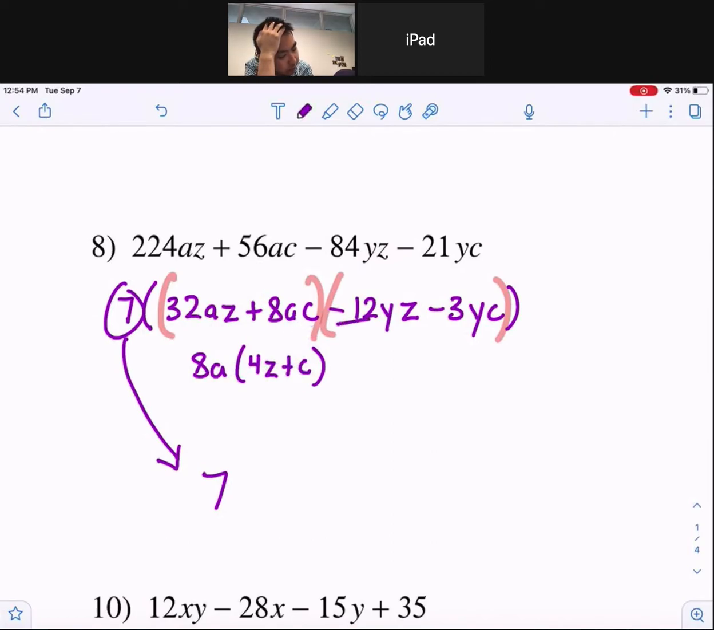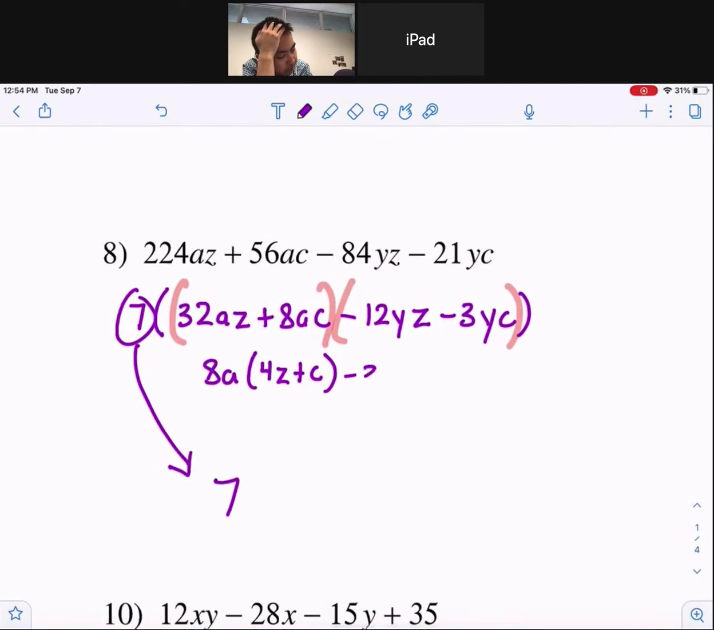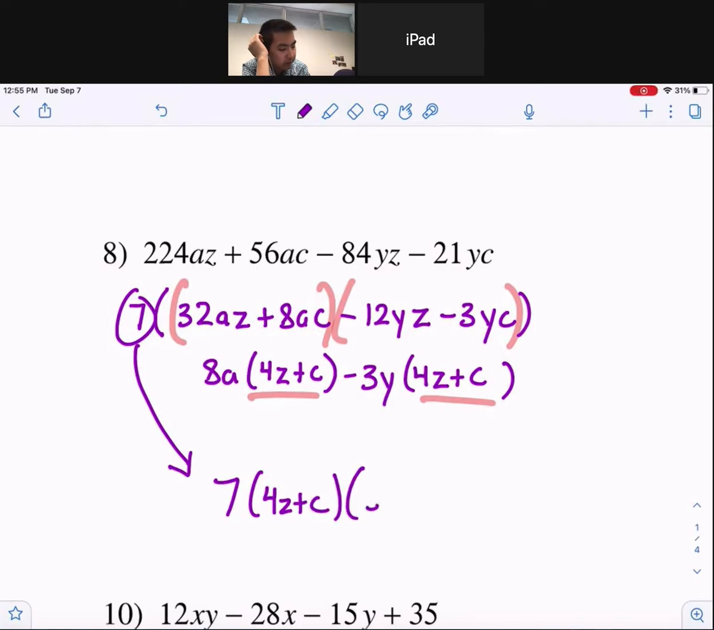From the second grouping, you can factor out a -3 from both, and a y. They both have a y variable, so you can factor out a y. -12 divided by -3 is +4. You took away a y, so just drop down the z. -3 divided by -3 is a +1. You factored out a y, so no more y, and just drop the c. Now look, they both match. So if they both match, you factor that out. So 4z plus c, and then your leftovers, 8a minus 3y.